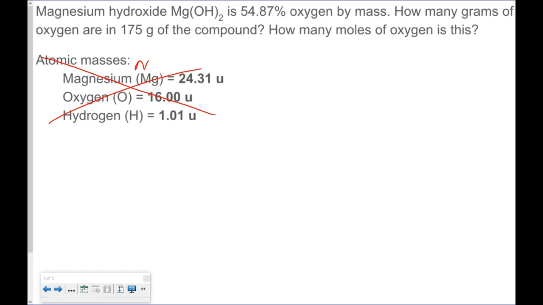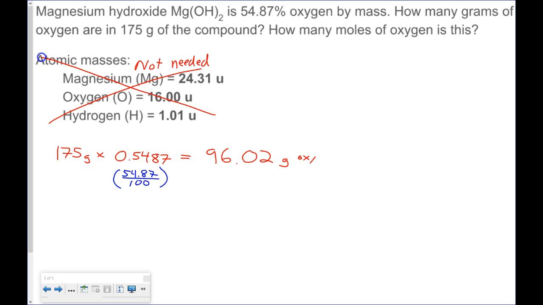All right, last one. I'm using this percentage now, so I'm saying that oxygen is 54.87% by mass of this particular compound. Now, I have all this extra information. With the exception of oxygen, I don't really need that. So I'm going to take my 175 grams, and I'm going to figure out what 54.87% of that is. So that's just multiplying it by 0.5487. It's 54.87 divided by 100, and I get 96.02 grams of oxygen.